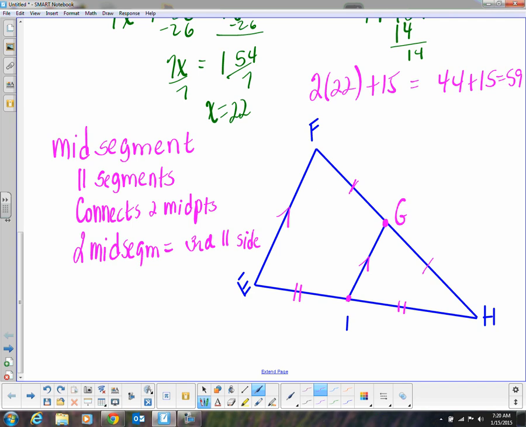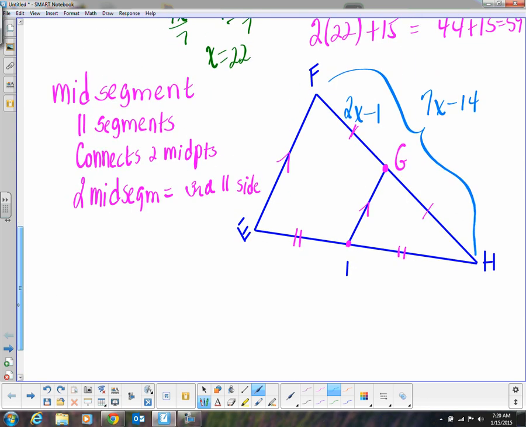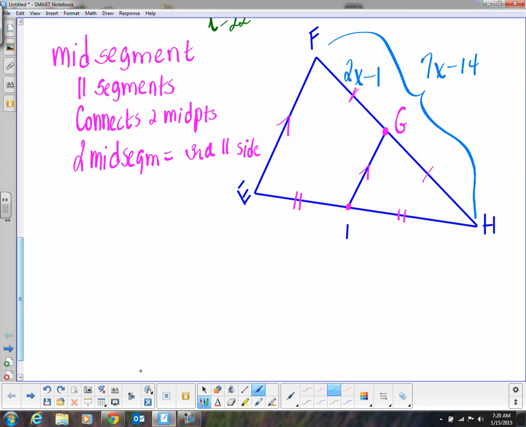Brittany, what question did you ask for? Okay, I'm getting there. All right, so 6 told you that FG is 2x minus 1, and they told you that FH, this is a flashback to Unit 1, beginning of the year. Okay, you need to write an equation. Based on this picture, what are you going to write?